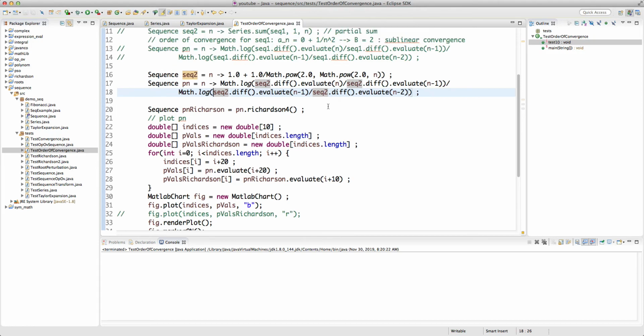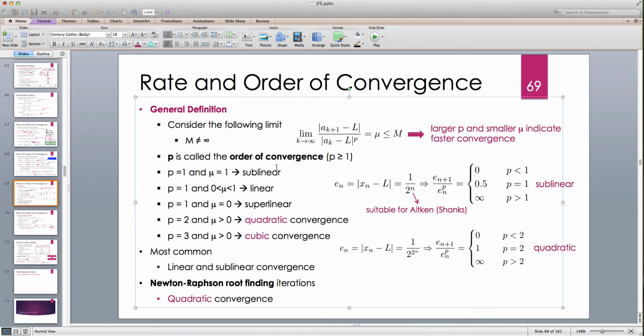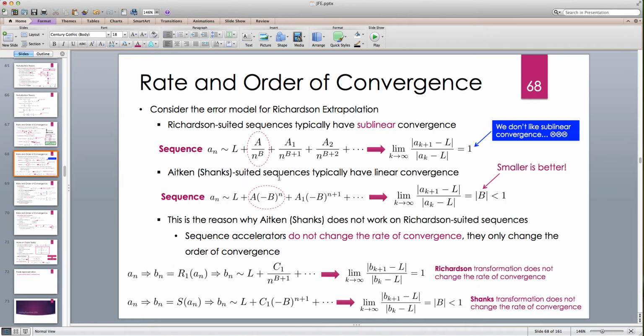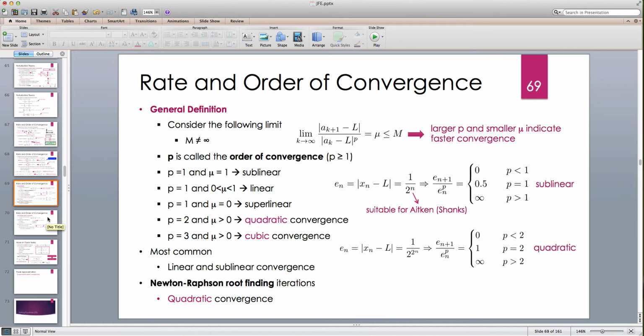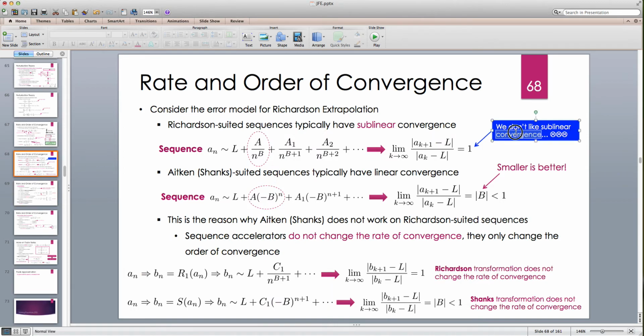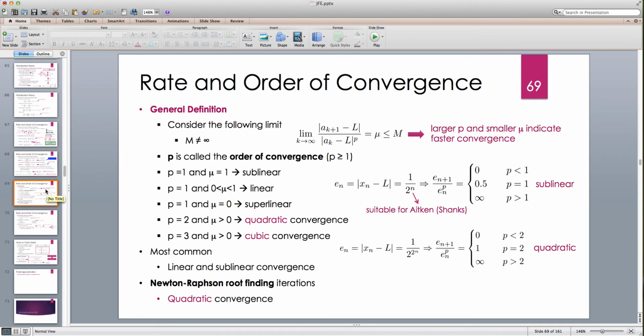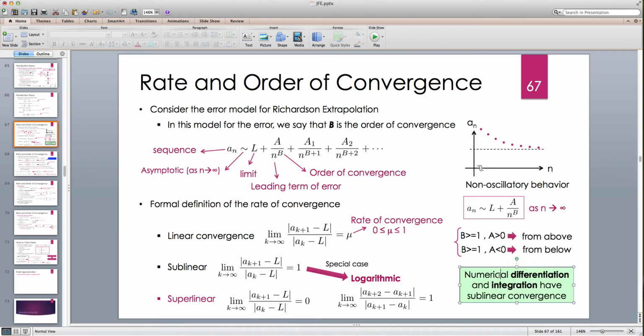Okay, so this was the introduction, or more general discussions on the rate of convergence and the order of convergence. And then we also said that if we know the error model, we can also define the order of convergence for the error as well. And we said that in particular we don't like sublinear convergence or even linear convergence, but then most of the time we're just stuck with this kind of behavior because of how differentiation and integration behave.